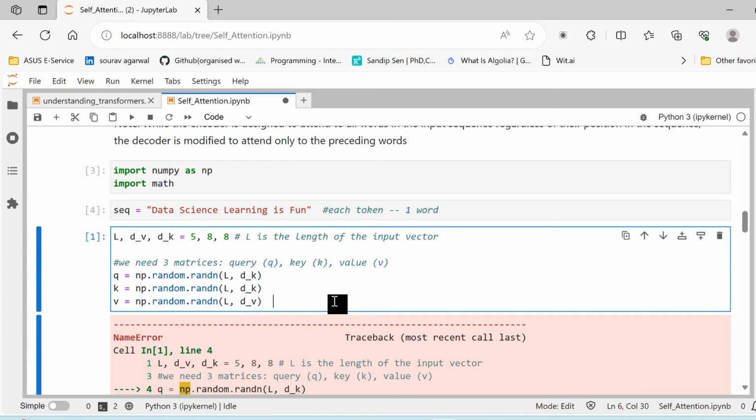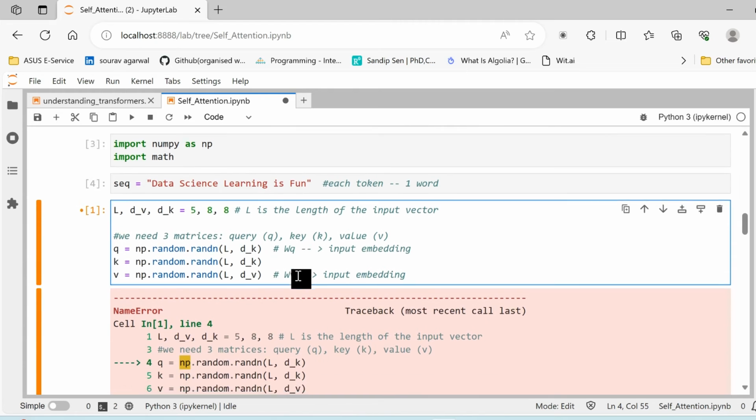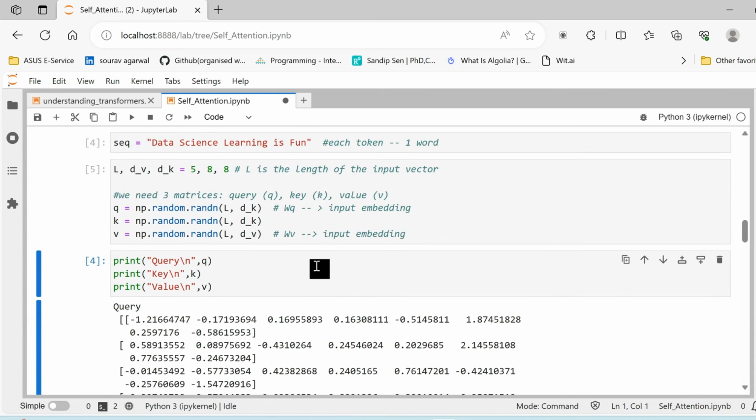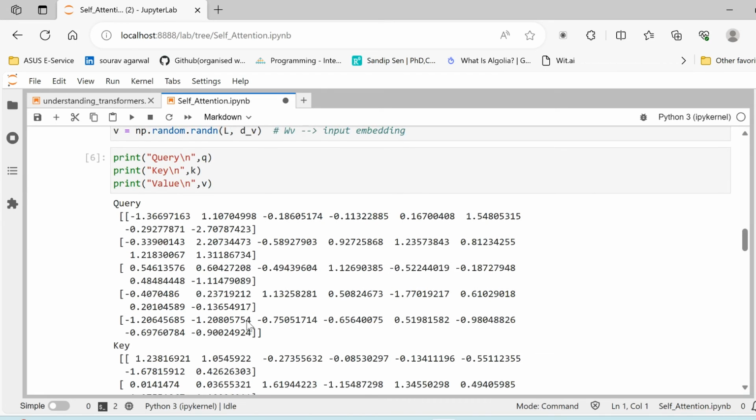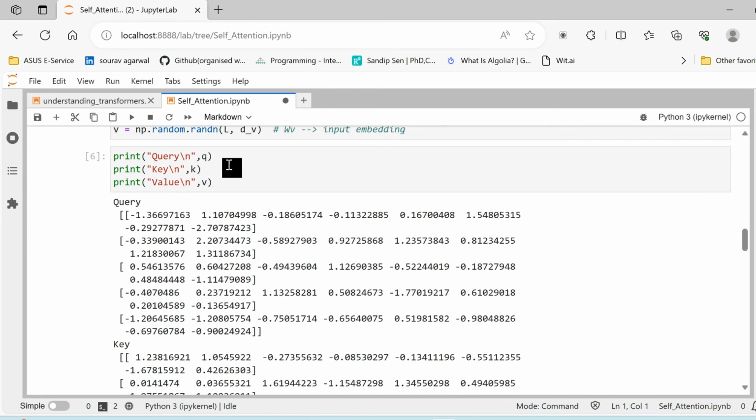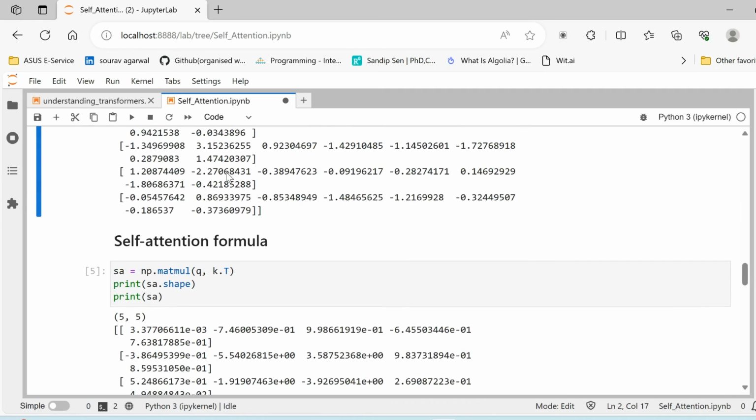Here we are randomly initializing our matrices. In a real scenario, the V matrix is generated from WV, which is a learned matrix, and the input embedding. Similarly, Q is generated from WQ and the input embedding. To keep things simple, we are randomly initializing them. So we have an input of shape L cross DK, that is 5 cross 8.